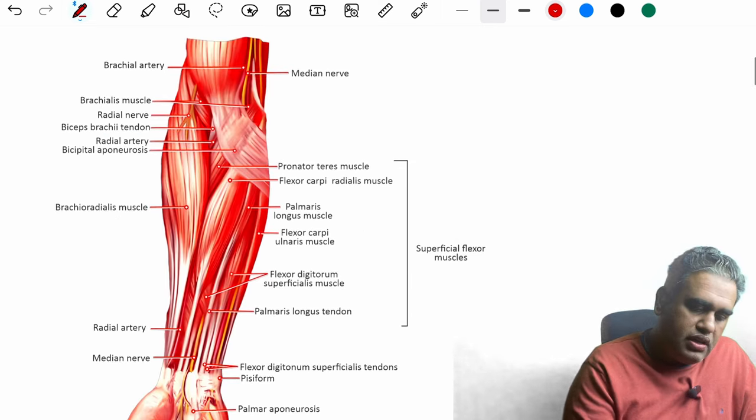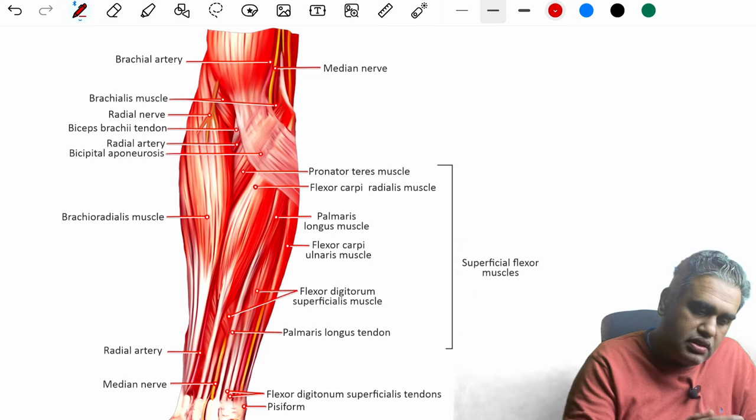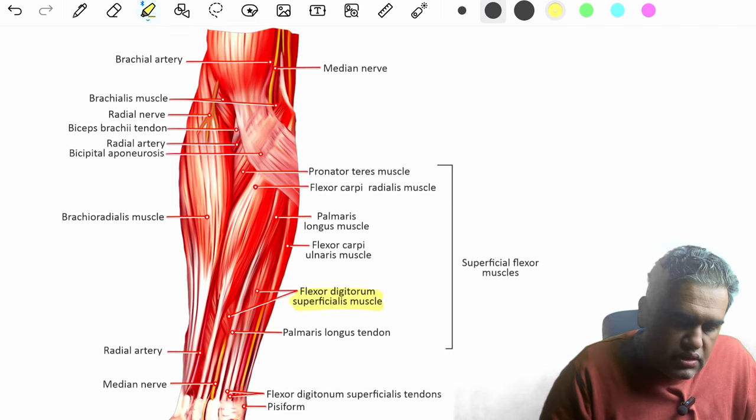Let me show you an image over here. These are all the flexors of forearm, important ones. And here, let me show you the muscle FDS, flexor digitorum superficialis.